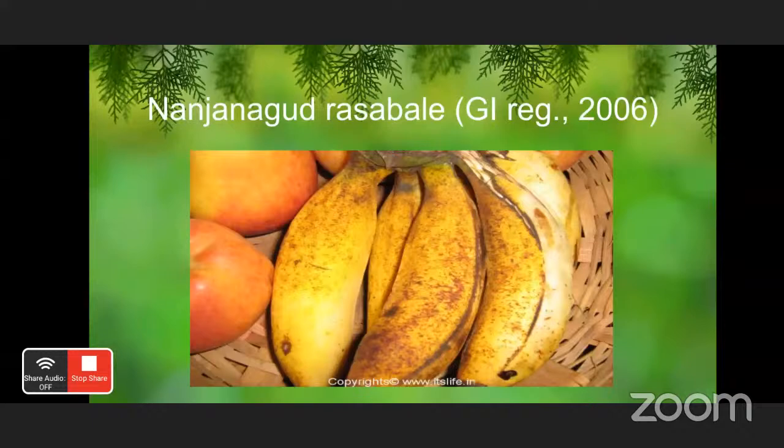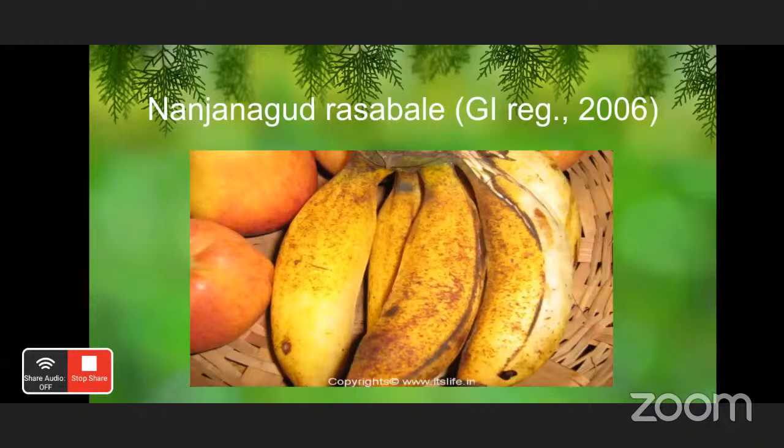Now, this is another important agricultural good, Nanjangud Rasabale. This is a banana species. This is also very, very important, because this is a GI registered product in 2006. So this is a banana variety from Mysore. And its uniqueness is that its taste is like a mixture of apple and banana. And it is found only in the Mysore region, because it is grown in the black clay saline soil of Mysore.